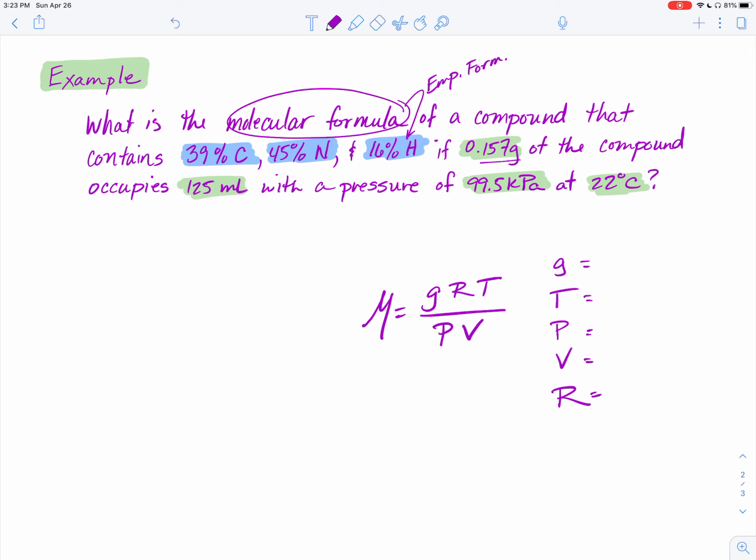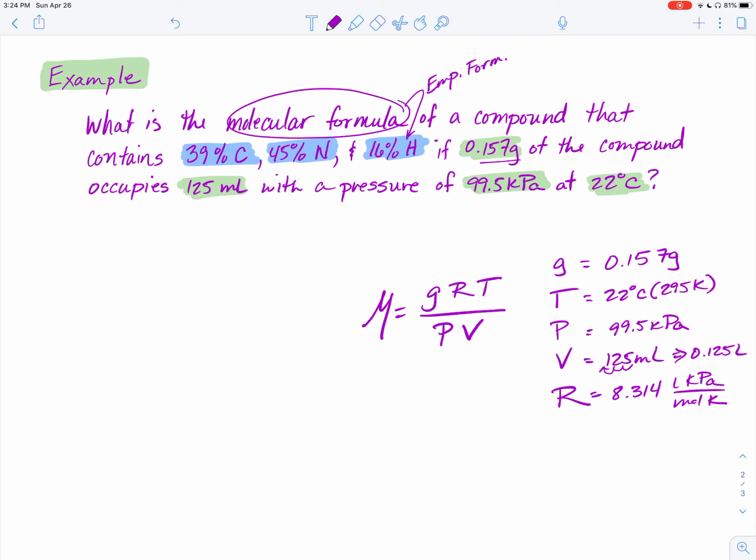and then we'll come back to the empirical formula component, and then we'll bring them together. So the mass we've been given is 0.157 grams. The temperature is 22 degrees C, which ends up being 295 Kelvin. The pressure we've been given is 99.5 kilopascals, and we can leave it in kilopascals because we have an R, 8.314, that has kilopascals as a unit in it. And the volume we were given is 125 milliliters. Well, that needs to be in liters, so we just move the decimal over 3 times to the left, and that's 0.125 liters.